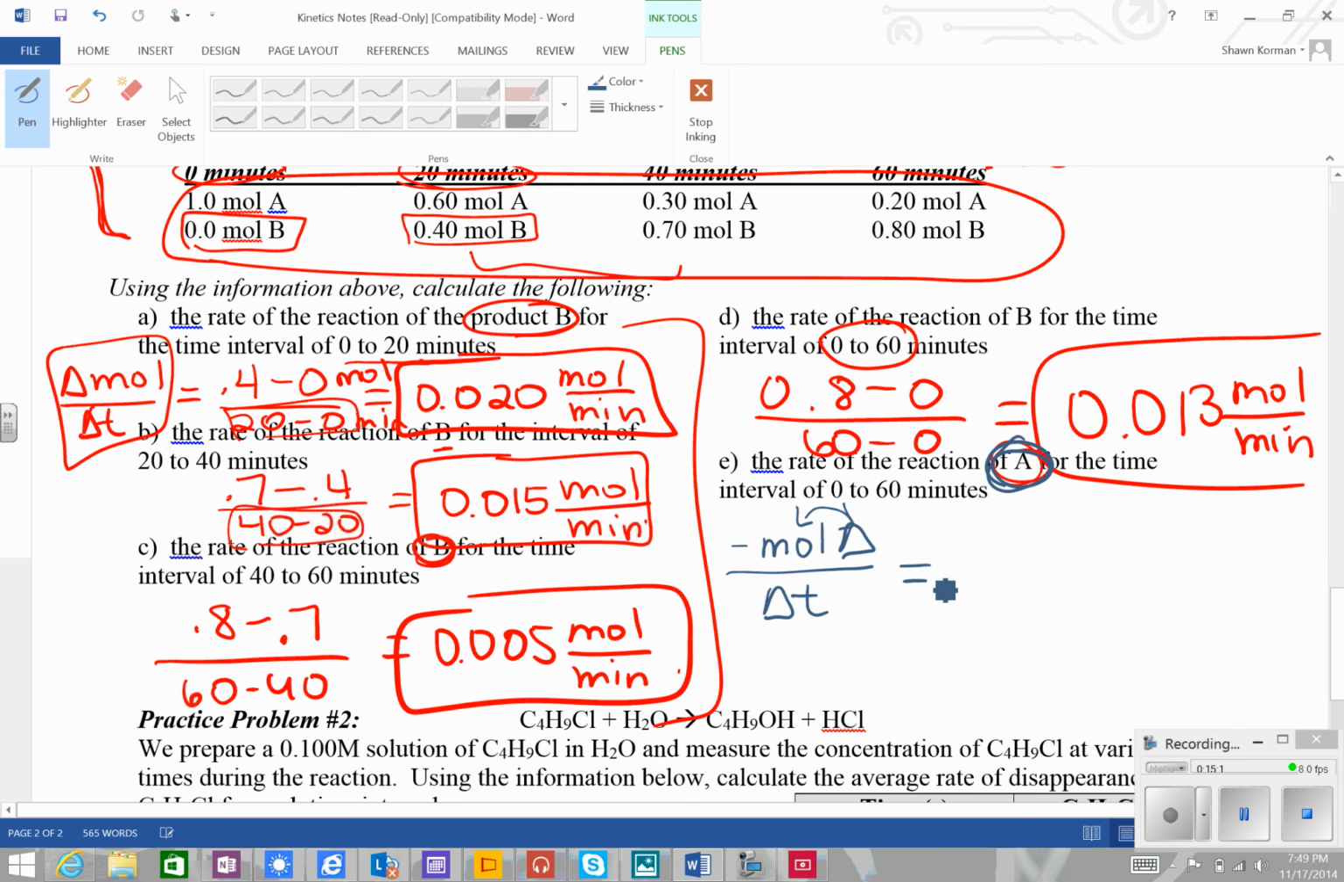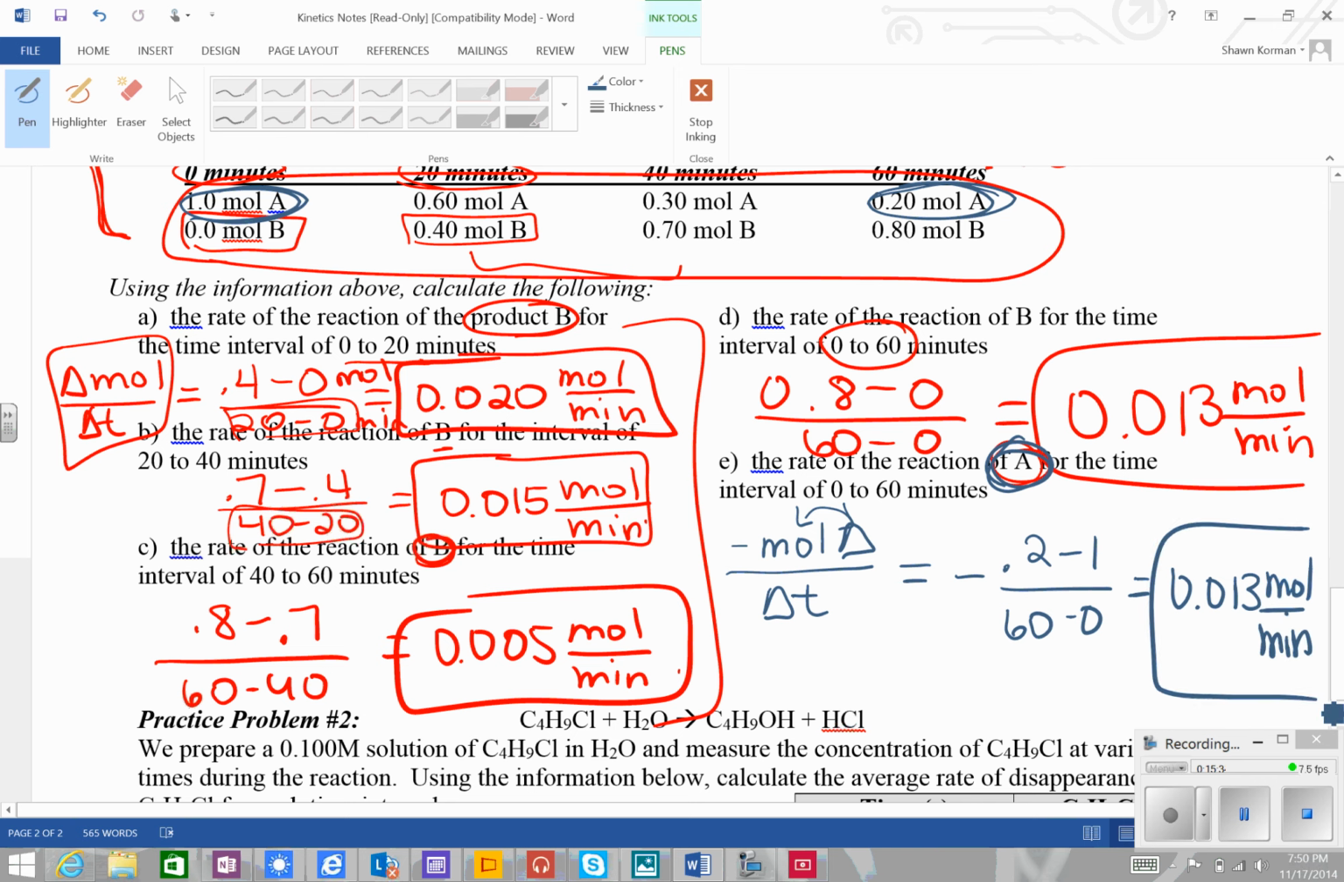And I can use the information I have about A. So at 60, it's 0.2 moles of A, and at 0, it was 1 mole. So we're going to do negative 0.2 minus 1 over 60 minus 0. And when we do that, we get 0.013 moles per minute. Notice positive value. Always reaction rate should be positive.